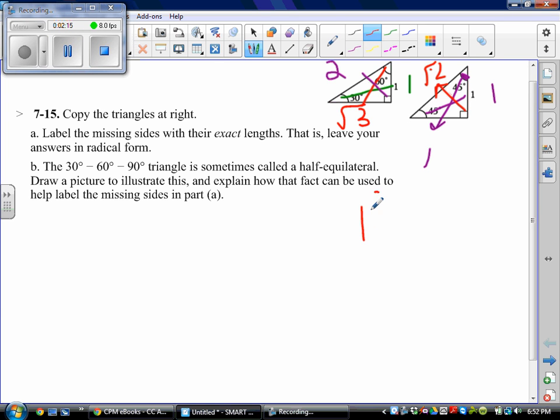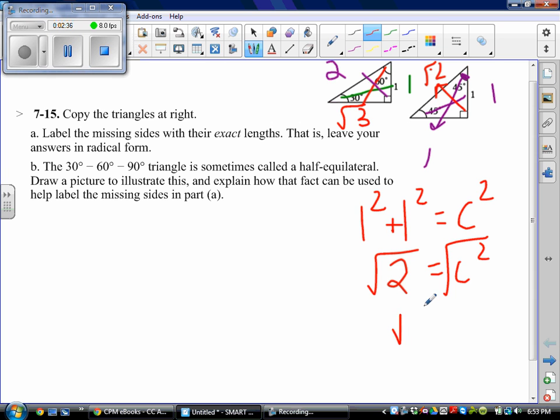So I have 1 squared plus the other side 1 squared equals my hypotenuse squared. So 1 squared plus 1 squared would give me a 2, which equals hypotenuse squared. Take the square root of both sides, and that is how we get that radical 2. So C equals radical 2. So if you're not sure how to get the third side, that's how we could do so.